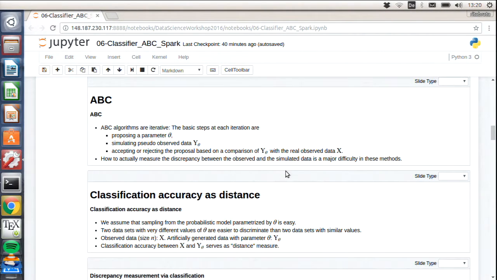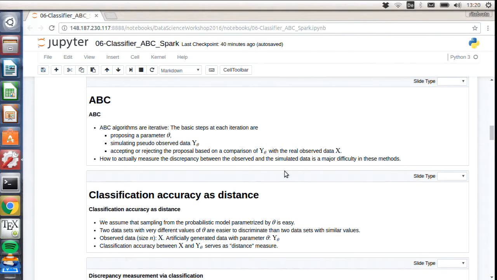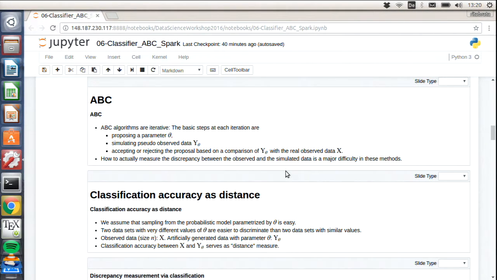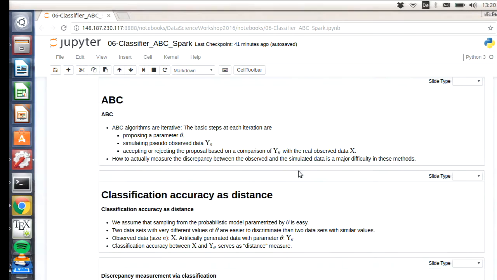It's a different question. There are a lot of works. I will not go there, but I'll just show how the delta theta works and the choice of some delta thetas. So ABC algorithms are iterative. The basic steps at each iteration are: propose a parameter theta, and from that theta simulate a y theta with the black box, and then we accept or reject the proposal theta by comparison of y theta and x.